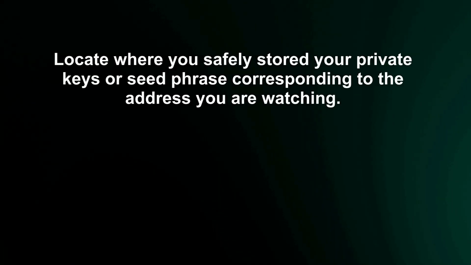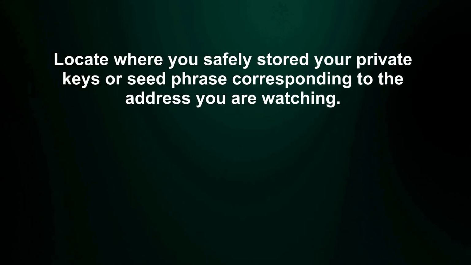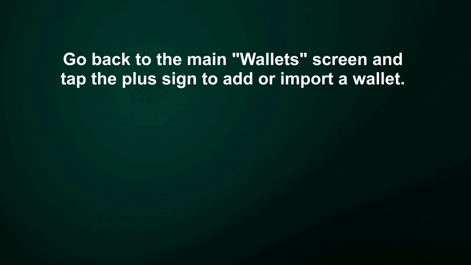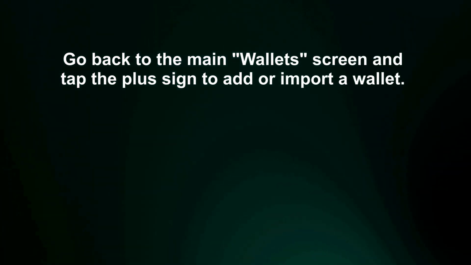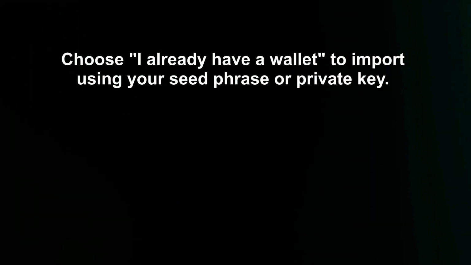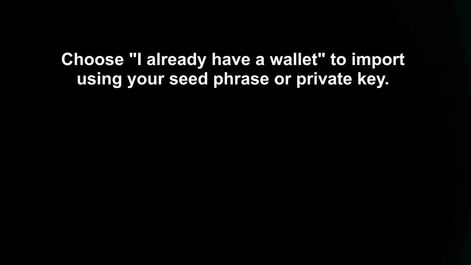Locate where you safely stored your private keys or seed phrase corresponding to the address you are watching. Go back to the main wallet screen and tap the plus sign to add or import a wallet. Choose I already have a wallet to import using your seed phrase or private key.